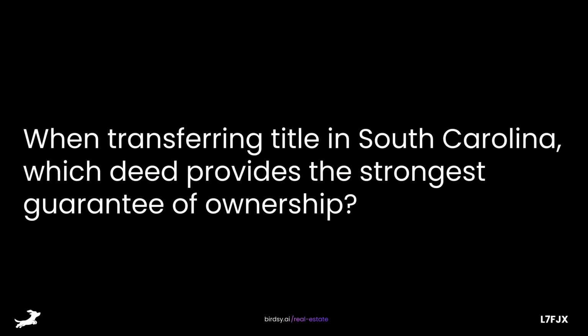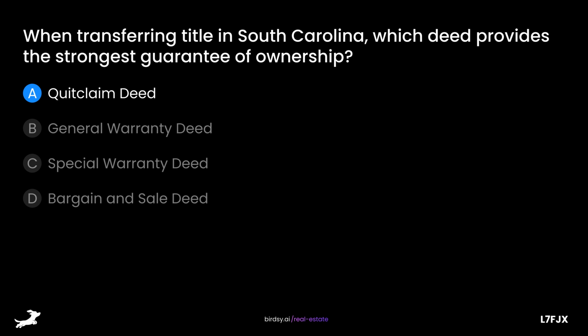When transferring title in South Carolina, which deed provides the strongest guarantee of ownership? Is it A, quitclaim deed, B, general warranty deed, C, special warranty deed, or D, bargain and sale deed? The answer is B, general warranty deed.